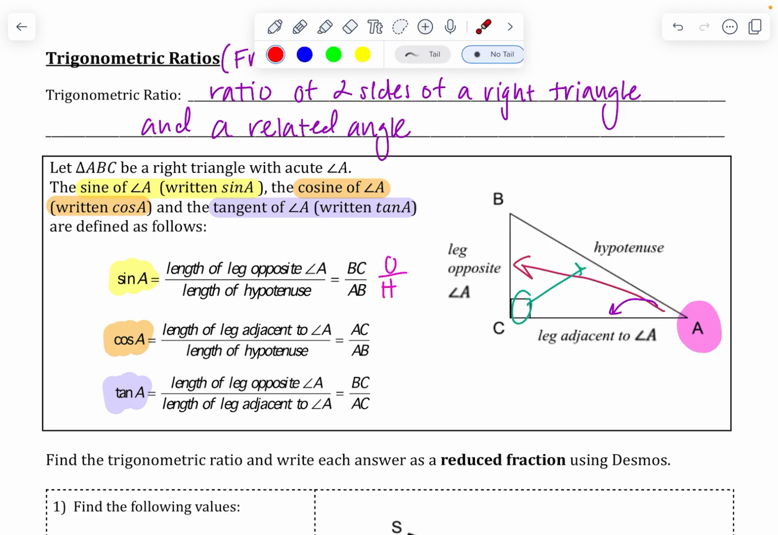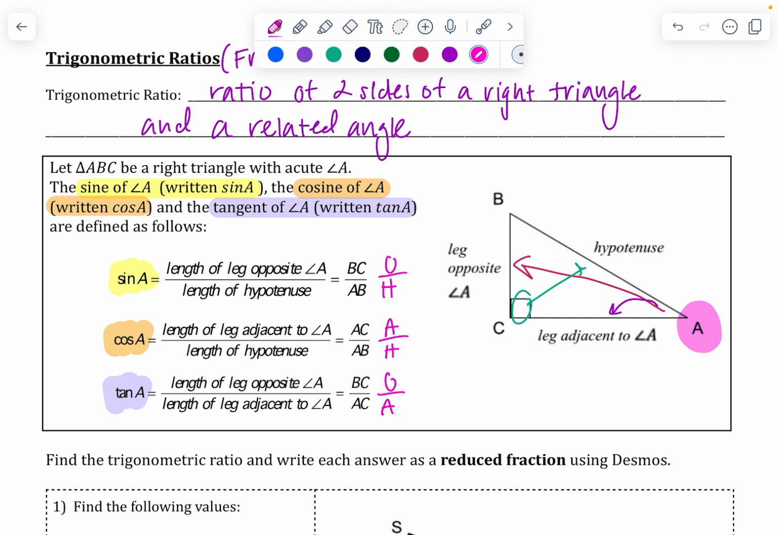Okay, for cosine, it's talking about the length of the adjacent to A over the length of the hypotenuse. So for cosine, it's going to be the adjacent leg over the hypotenuse. And then the tangent, it says the leg opposite of angle A all over the leg adjacent to angle A. So this one's going to be opposite over the adjacent leg. And this is what we need to go ahead and memorize, okay?